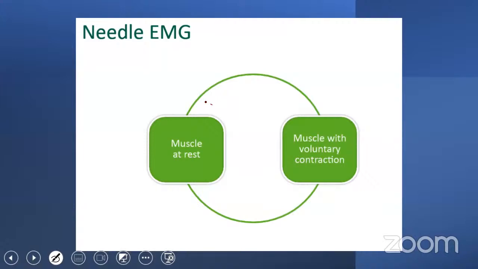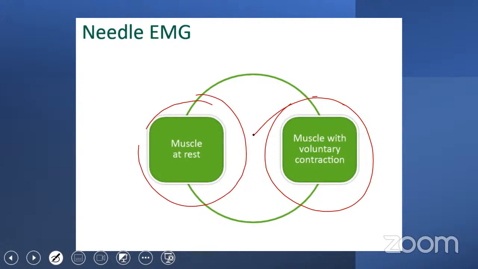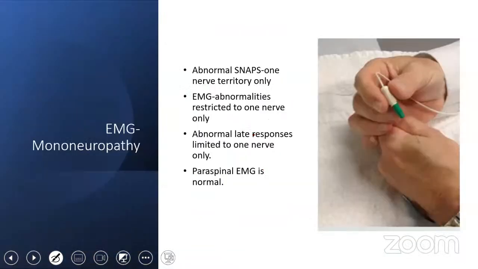So needle EMG, as I was saying: muscle at rest, muscle with voluntary contraction. We have to do both things. So, mononeuropathy: what happens if only one nerve is abnormal? SNAPs are abnormal in one nerve territory only, meaning the sensory nerve action potential is absent because it is a postganglionic lesion. EMG abnormalities are restricted to one nerve only.